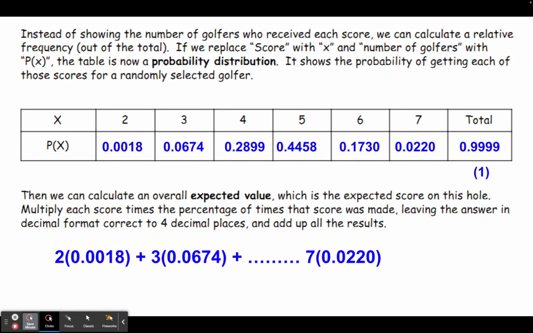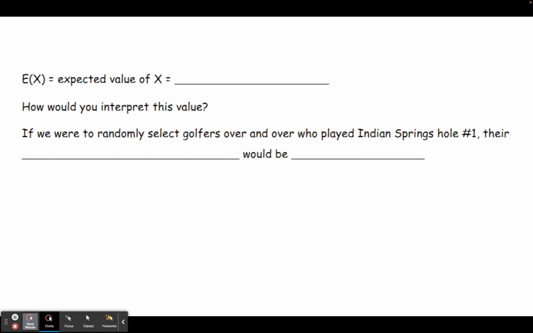And if we do that for the entire chart and we add those together, then the expected value of X is 4.7864. Now, how would we interpret this value? Because you can't golf the hole one time and get a score of 4.7864. In golf, you can only get whole number scores, just like basketball and basically any other sport.